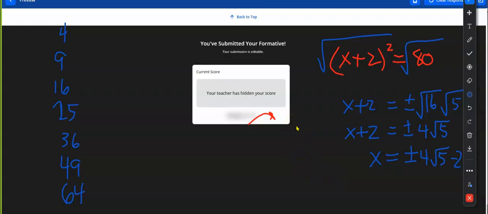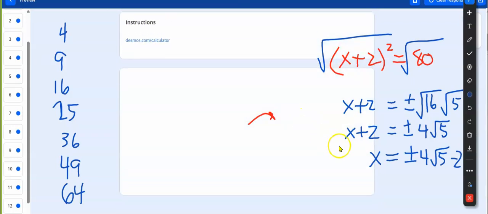Your teacher has hidden your score. Interesting.